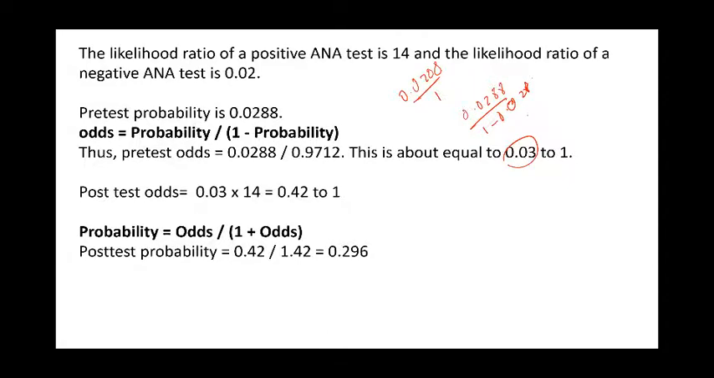Now, post-test odds will be pre-test odds into likelihood ratio of a positive test, since the patient has got a positive result. So we'll get a number of 0.42. So this is the odds of the patient having the disease. However, it is easier to interpret if it is converted into probability. So again, we use this formula: probability is odds divided by 1 plus odds. So post-test probability would be 0.42 divided by 1.42, which is 29.6%. So this is the post-test probability.